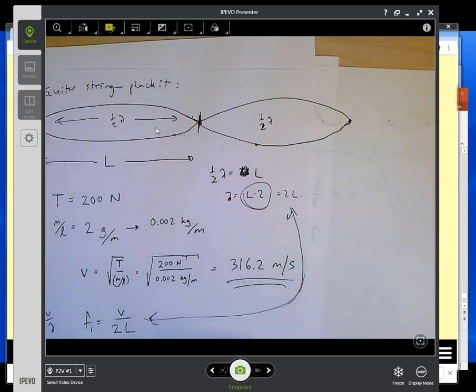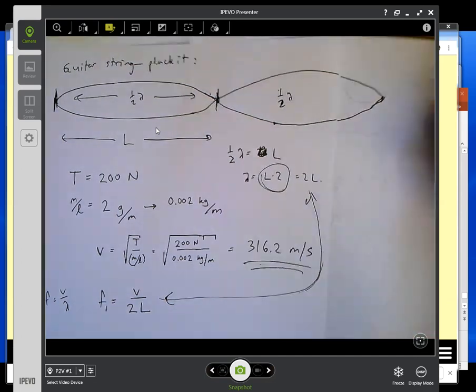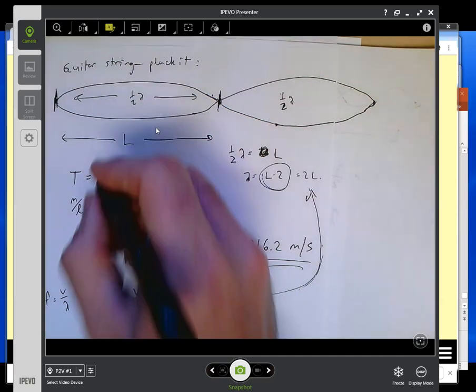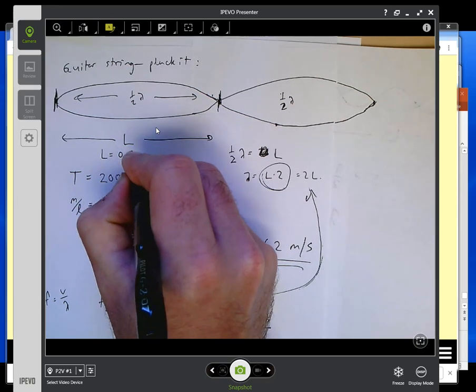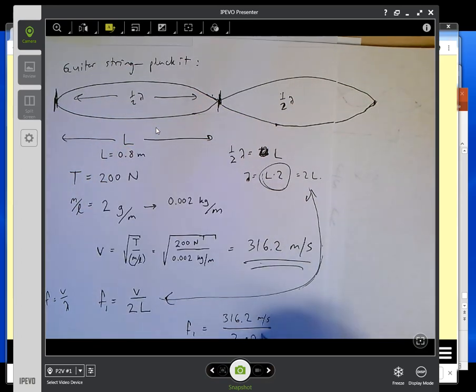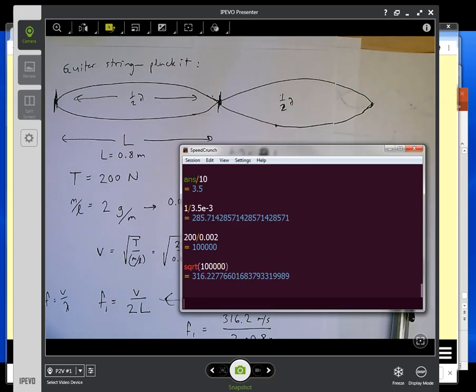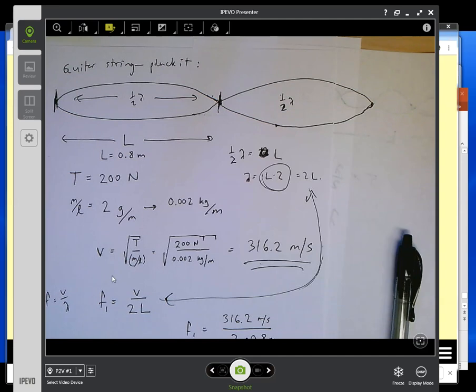So our fundamental frequency, nonetheless, is going to be V over 2L, and I can take a look at this here and say, well, F1 is going to be the speed, which is in this case 316.2 meters per second, as we found above, divided by 2 times the length of the string. Now, a typical guitar has a length of somewhere around 0.8 meters. So I'm going to say 2 times 0.8 meters. Plugging in the numbers, I'm going to find that this is 316.2 divided by 2 times 0.8. And I get 197.6 hertz.